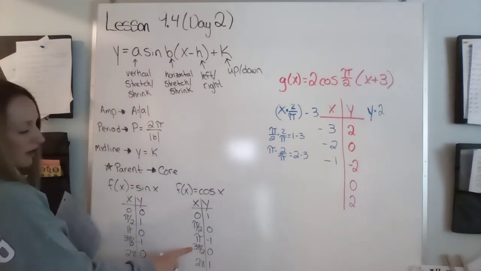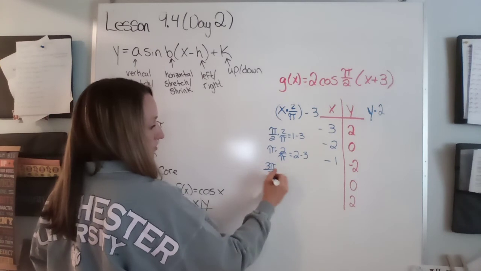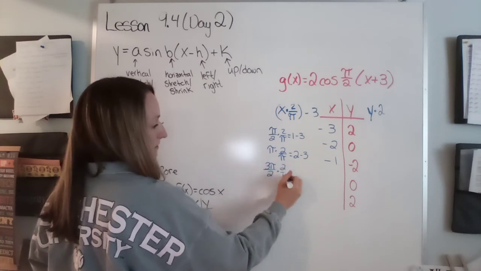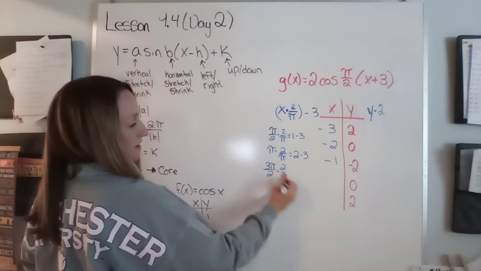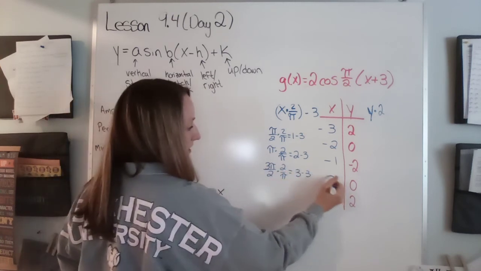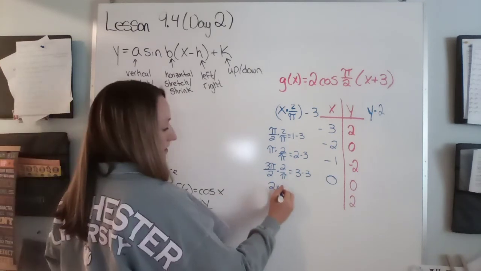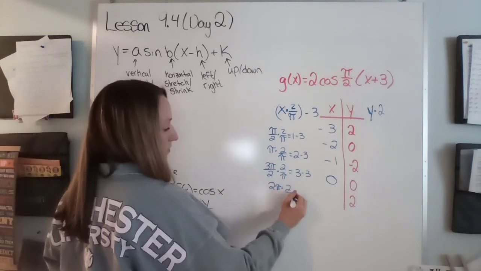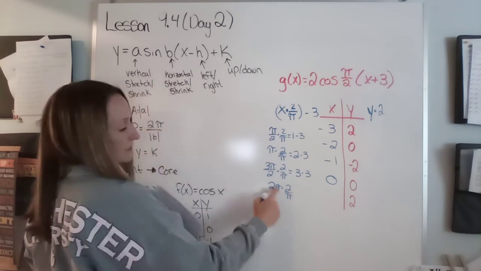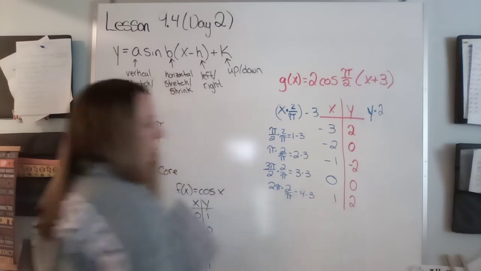Multiply 3 pi over 2. 3 pi over 2, multiply that by 2 over pi. The 2's cancel and the pi's cancel, so you're just left with 3, and then you subtract 3 to get a 0. And finally, multiply 2 pi by 2 over pi. The pi's cancel, leaving you with 4. Then you subtract 3 to get a 1.